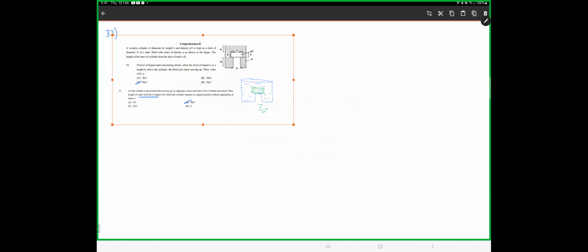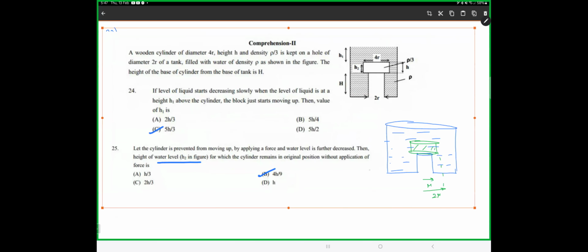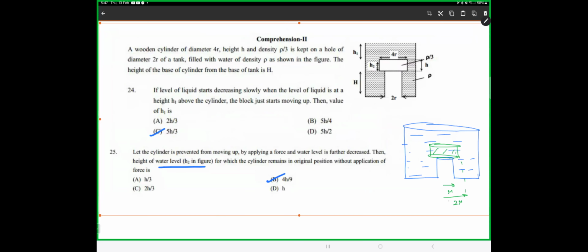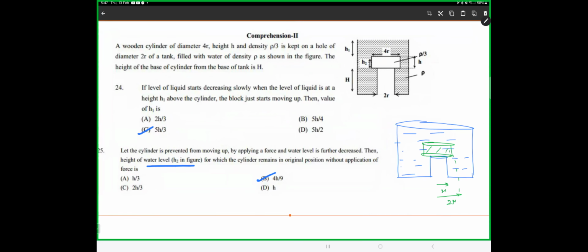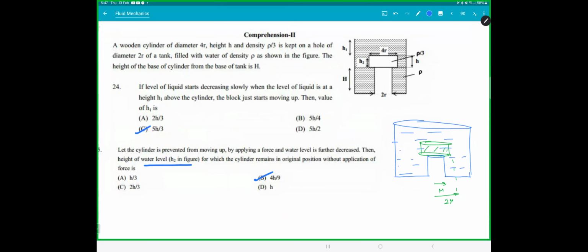This is a PYQ. JEE 2006, the year I wrote the exam. Let's get this. So here I drew one more diagram.